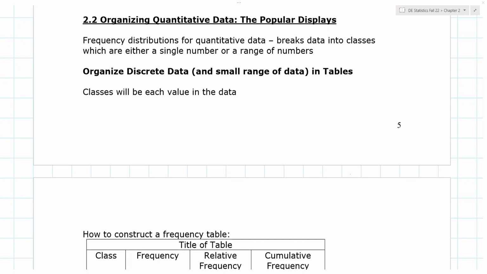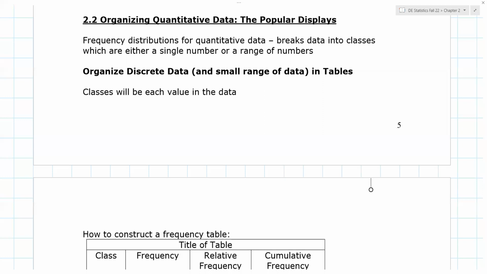This time, instead of talking about categories, we call those classes. And when we start, we're going to be dealing with discrete data with a small range of values. So again, discrete data means that there's a jump from one possible data point to the next. Number of points in a basketball game, number of desks in a classroom, those types of things are discrete data sets. And so that's what we're going to start with, and with a small range of values.